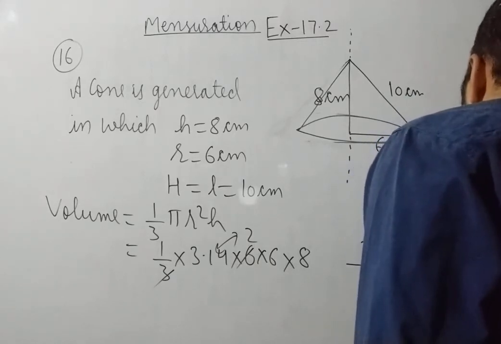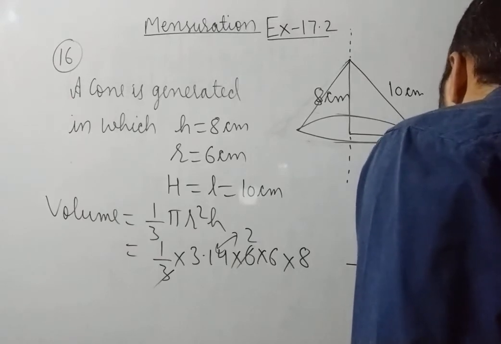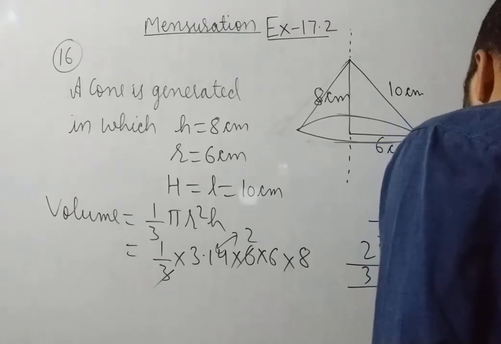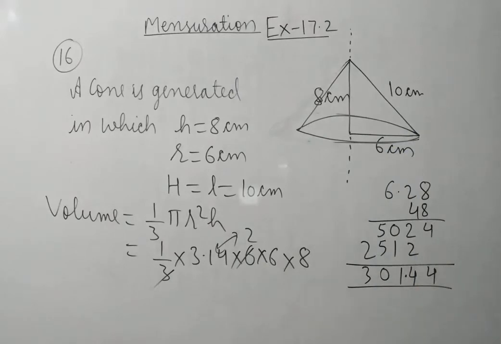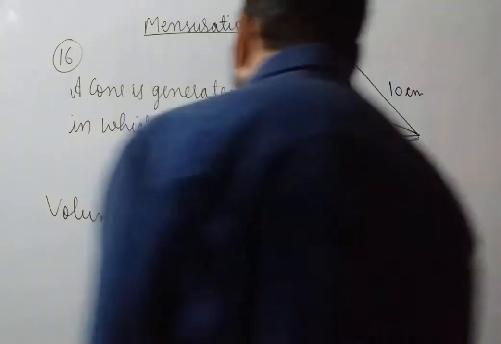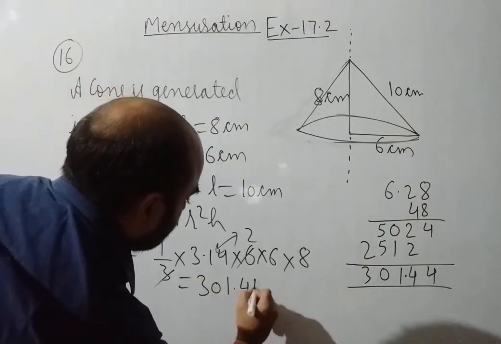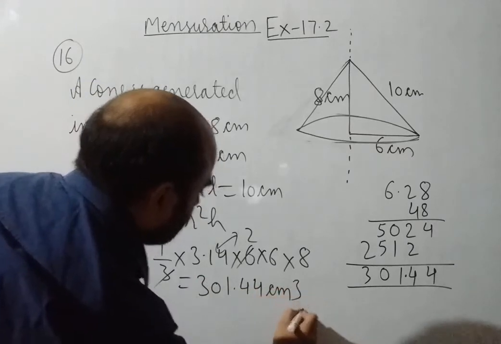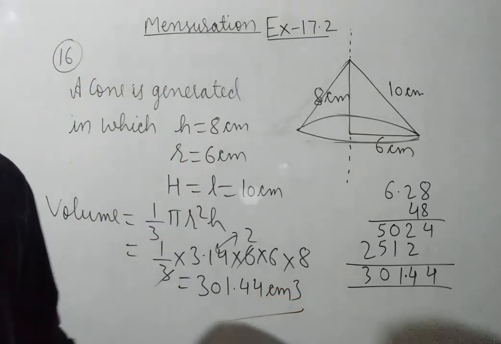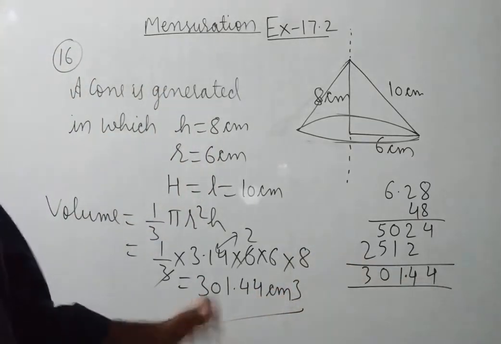Correct, check it. 4, 4, 1. So 301.44 centimeter cube. Correct? The answer is 301.44 centimeter cube. Why? Because all are in centimeters. So this is the value of volume.